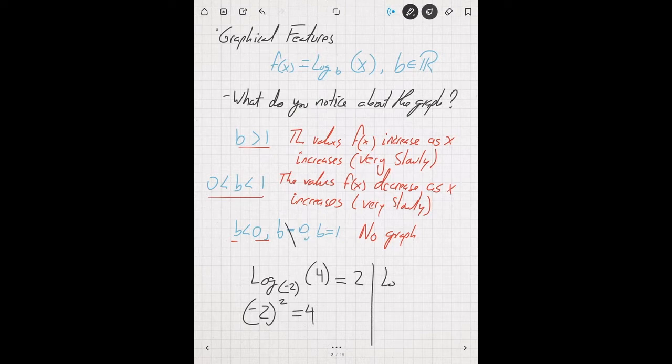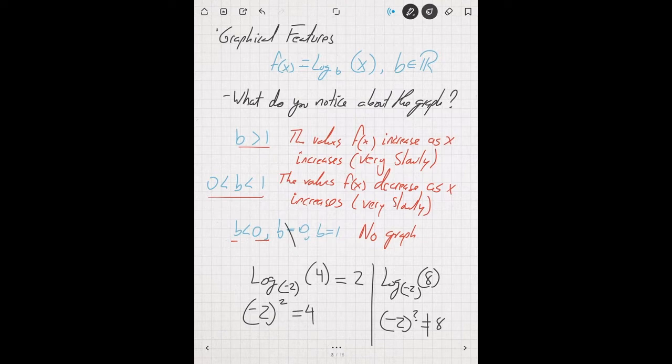Now let's take log base -2 of 8. -2 to what power gets me 8? Well, let's see. -2 times -2 times -2 is, oh, that's a -8. Oh, shoot. There really isn't a power that does that, is there? Because -2 to the third power is -8. So we have a problem here, don't we? This isn't going to work.